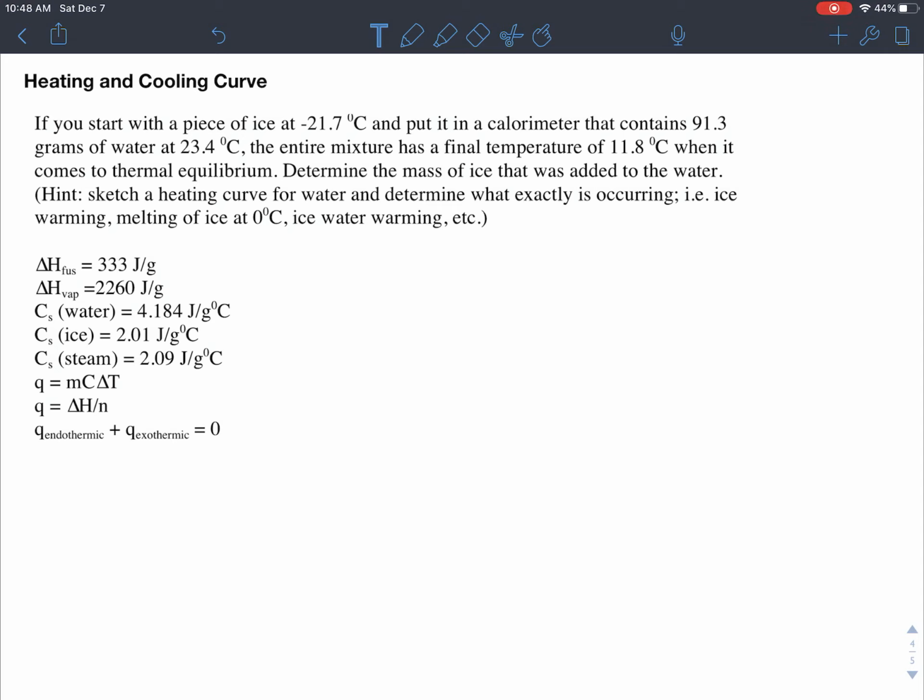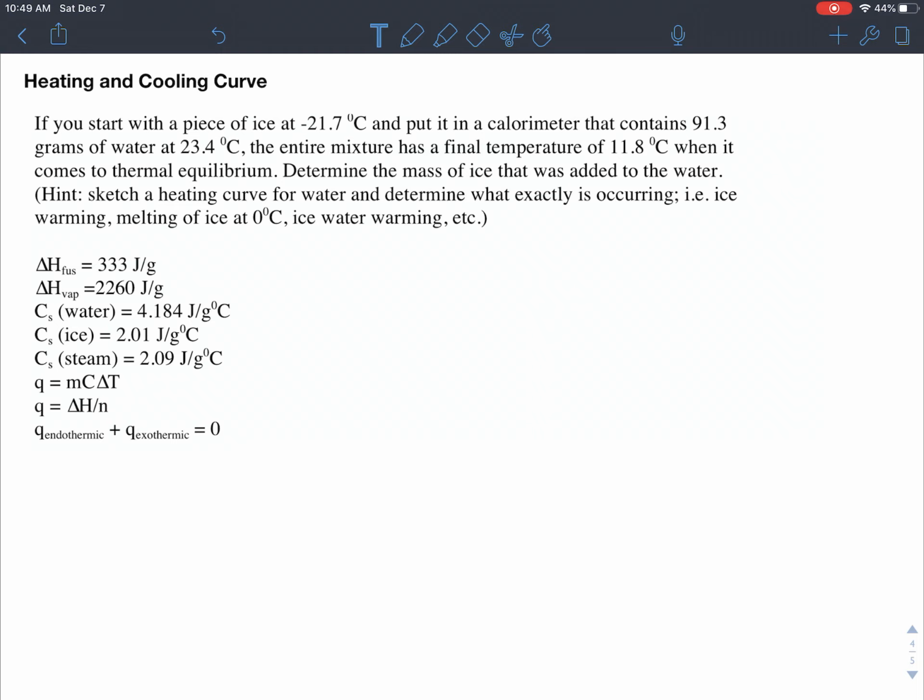Heating and cooling curves. If you start with a piece of ice at negative 21.7 degrees Celsius and put it in a calorimeter that contains 91.3 grams of water at 23.4 degrees Celsius, the entire mixture has a final temperature of 11.8 degrees Celsius when it comes to thermal equilibrium. Determine the mass of the ice that was added to the water. Hence, sketch a cooling curve of water and determine what actually is happening.